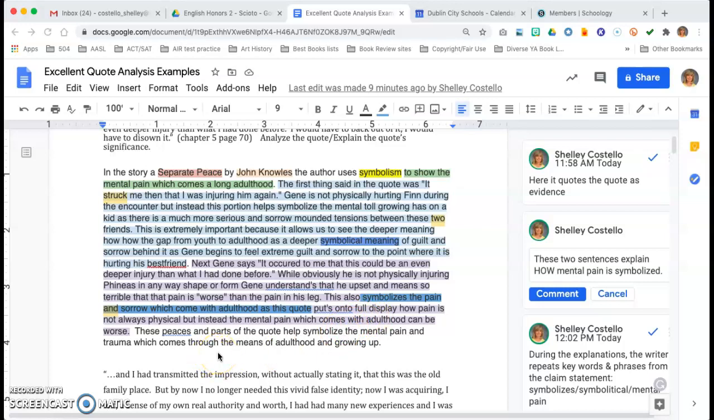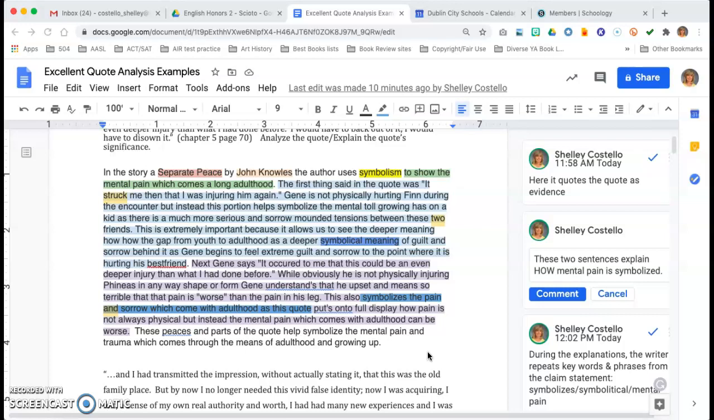And then there is a concluding sentence which repeats the claim statement from the beginning. So it's a mini essay within this one paragraph. These pieces and parts of the quote help symbolize the mental pain and trauma which comes through the means of adulthood and growing up. So, what makes this an excellent example of a quote analysis is that it has the 5 rules of the road included.